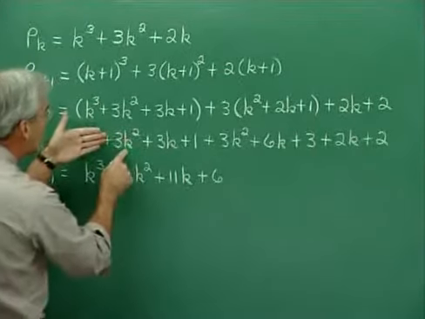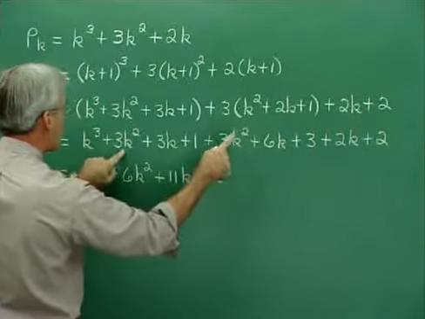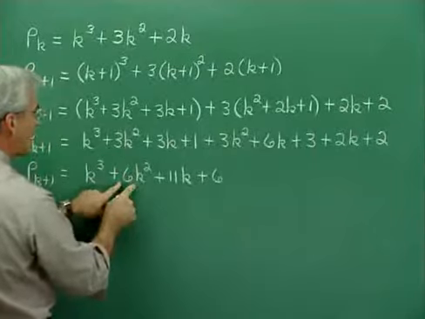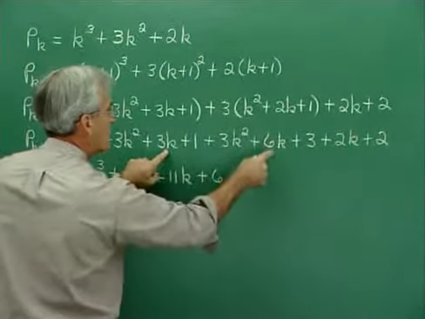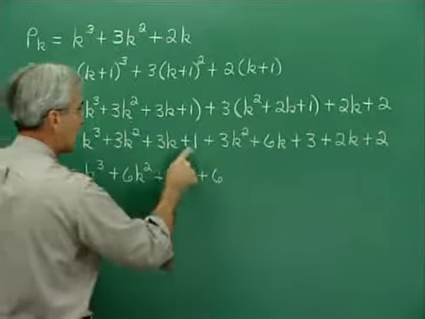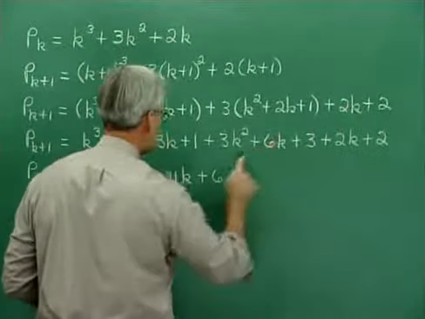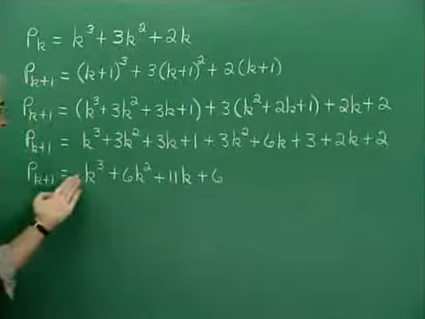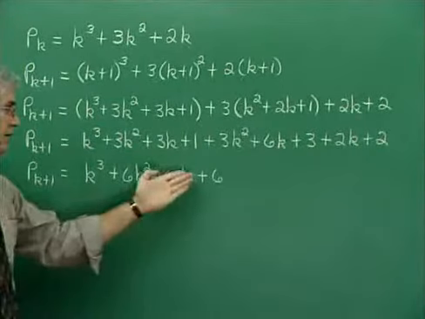We have a k squared term here and another one here. 3k squared, that's 6k squared. 3k and 6k is 9k, plus 2k is 11k. And then the constants, 1 and 3, 4, and 2, 6. Now we'd like to show that 3 is a factor of this.